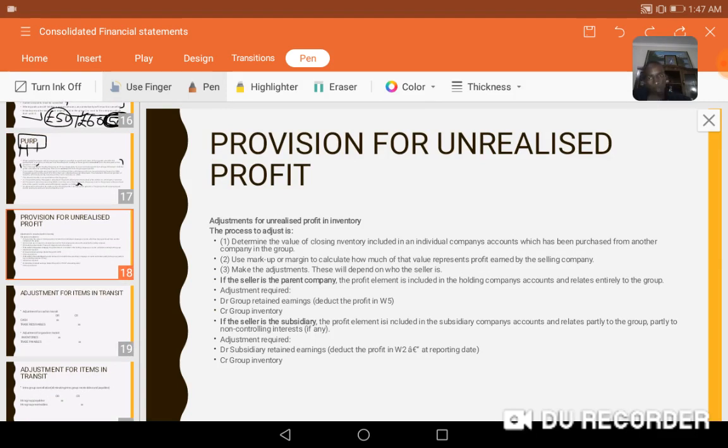Provision for unrealized profit. The adjustments for unrealized profit in the inventory. The process to adjust is: determine the value of the closing inventory included in the individual company's accounts which has been purchased from another company in the group. Then you use the markup or margin to calculate how much of that value represents the profit earned by selling.